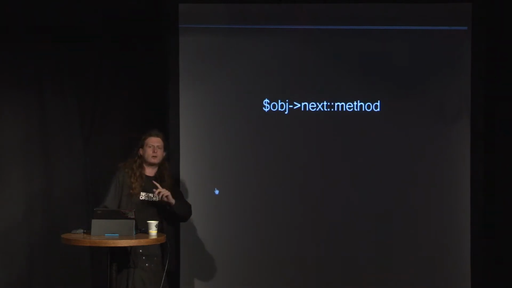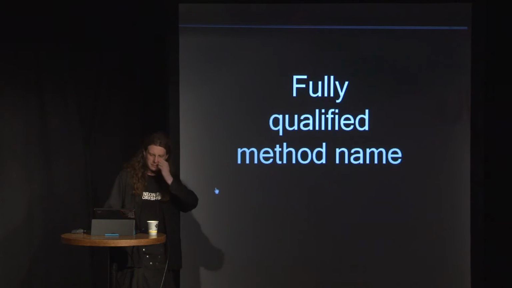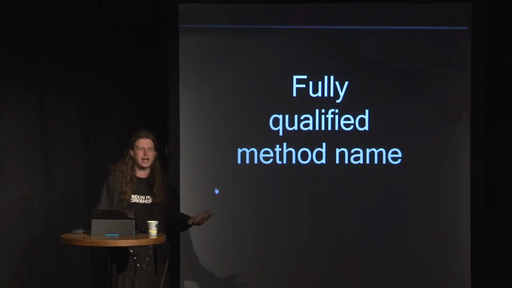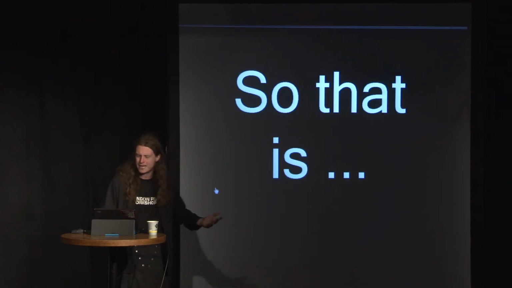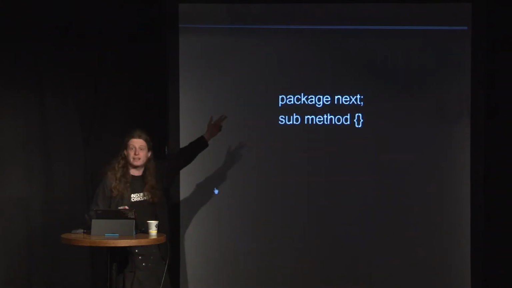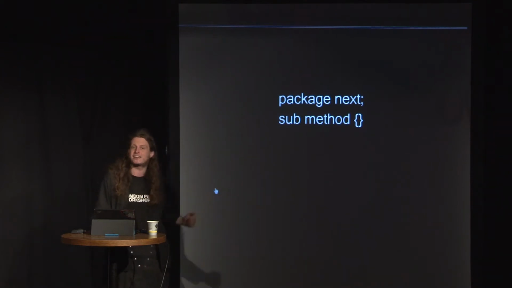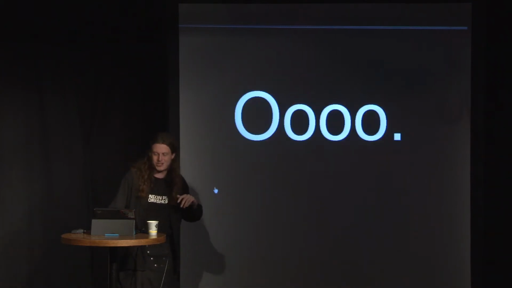$obj->next::method, right? Essentially, if you're writing DBIx::Class code, and that always dispatches C3. The thing is, that's a fully qualified method name. It's got a package name in it. What does that mean? That means it's actually sub method in package next, but if you call it on any object, Perl dispatches against the package name you gave.